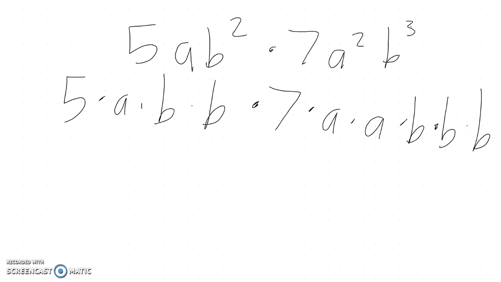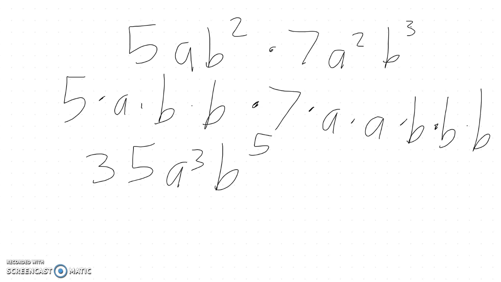Because it's multiplication, I can do it in whatever order I want. I'm going to do the 5 and the 7 first. That's 35. I'm going to look at the a's. How many a's are there? There's 3 of them, so I'm going to write that as a cubed. There's 3 a's being multiplied together, right? There are 5 b's being multiplied together, so b to the 5th. And that's the whole thing.